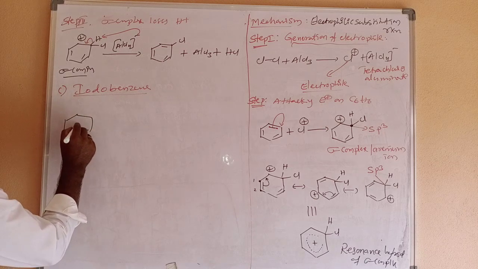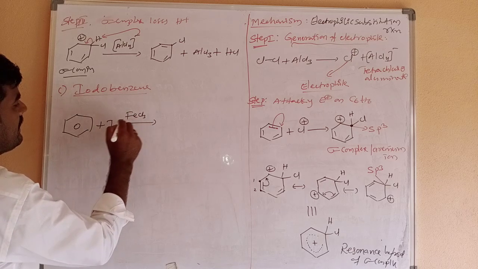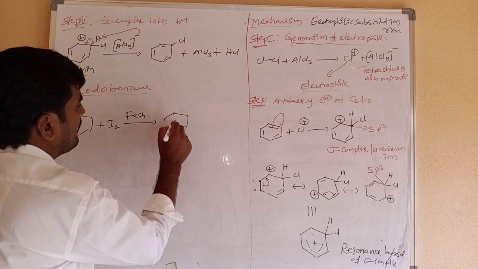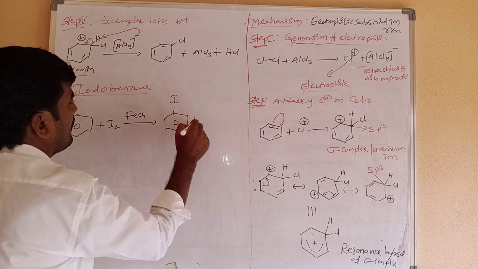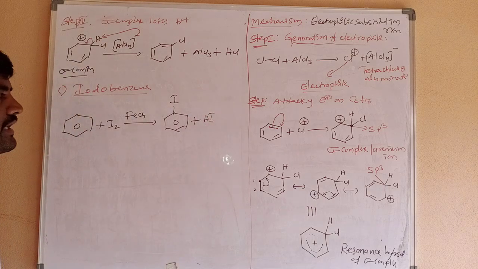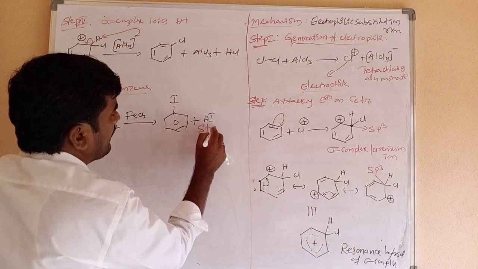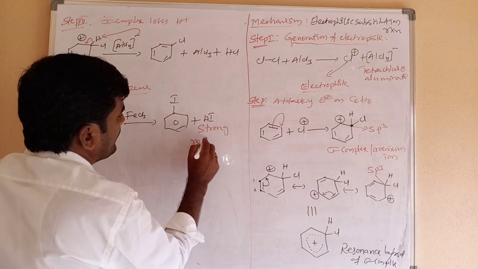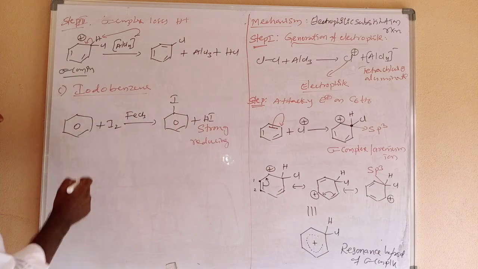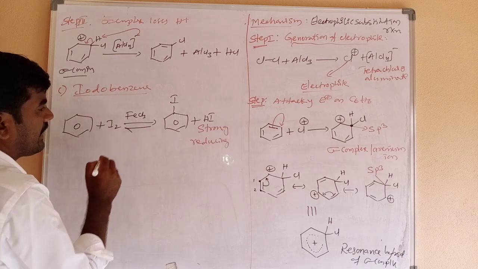Benzene reacts with iodine in the presence of FeCl3 or FeBr3 Lewis acids to form iodobenzene. Iodobenzene plus hydroiodic acid will form. What is hydroiodic acid? It is a strong reducing agent. It reduces the iodobenzene to benzene. It means it is a reversible reaction.